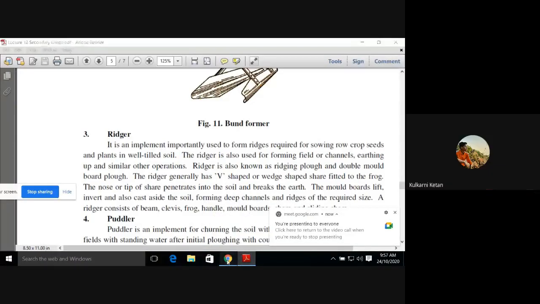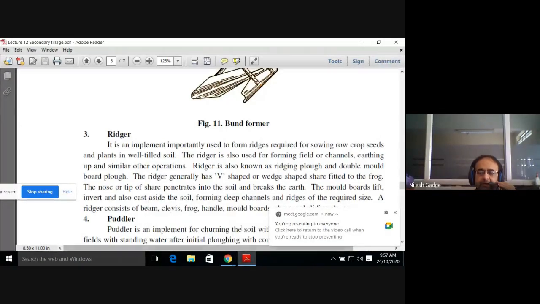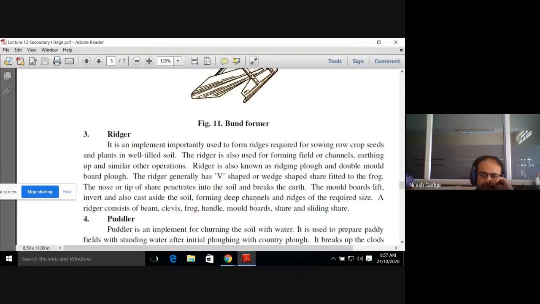Okay. Yes, sir. So we are learning different types of secondary tillage implements. We have seen the harrows. Now the cultivator is also there. Harrow, cultivator, bund former, land leveler.